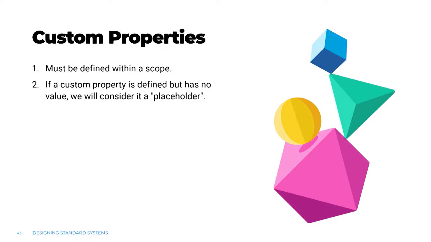So the first one is scope. A CSS custom property must always be defined within a scope. Now, a scope is really just the pseudo element that we're going to target inside of our CSS files. We're going to focus on 3 levels of scope, and I'll be covering that here in a little bit.